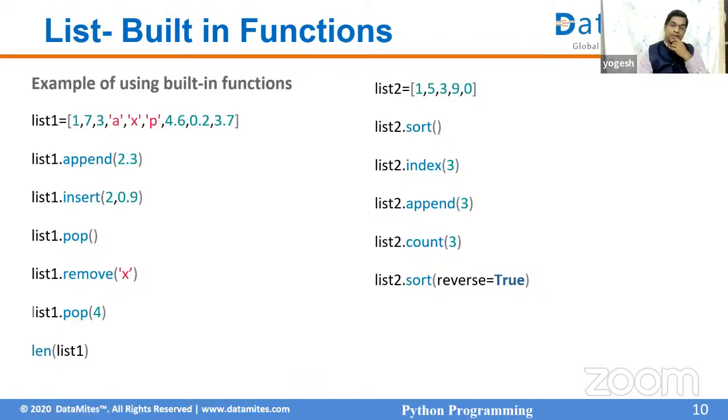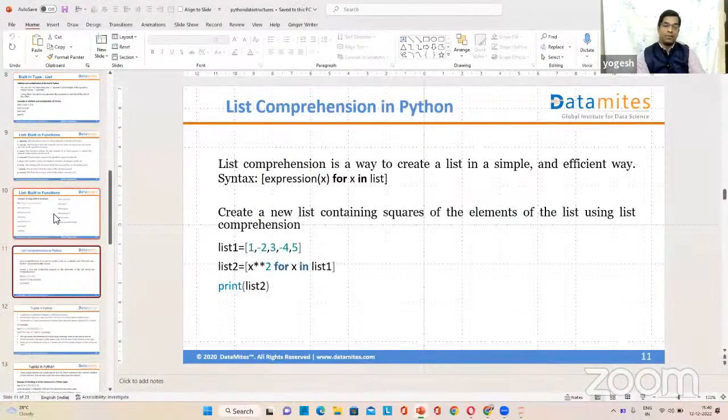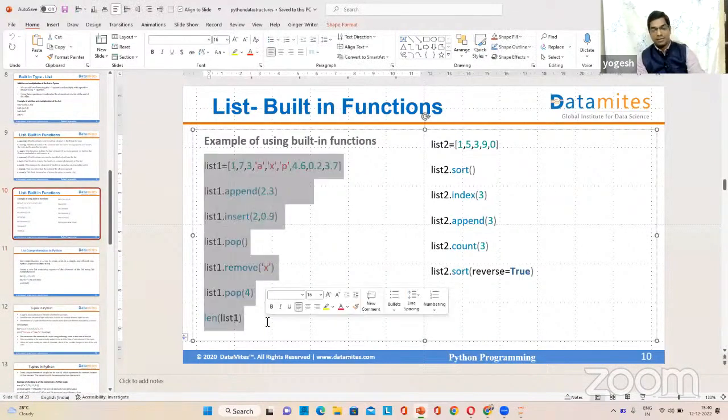And I can use the remove function also. So remove of X, it has to remove this X. Pop of 4, a particular index 4: 0, 1, 2, 3, 4. And then I'm going to find the length of the list. So up to this, let me just copy this and paste it there so that we can save some time.